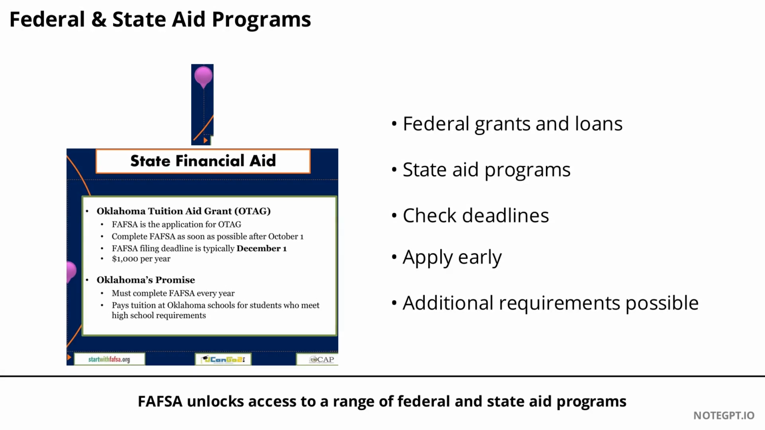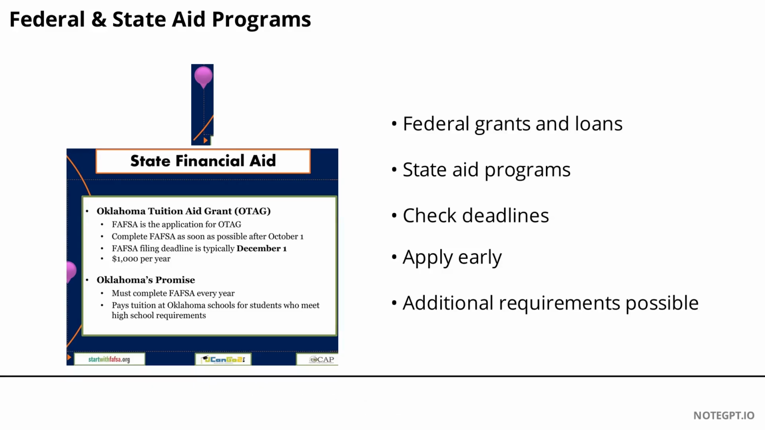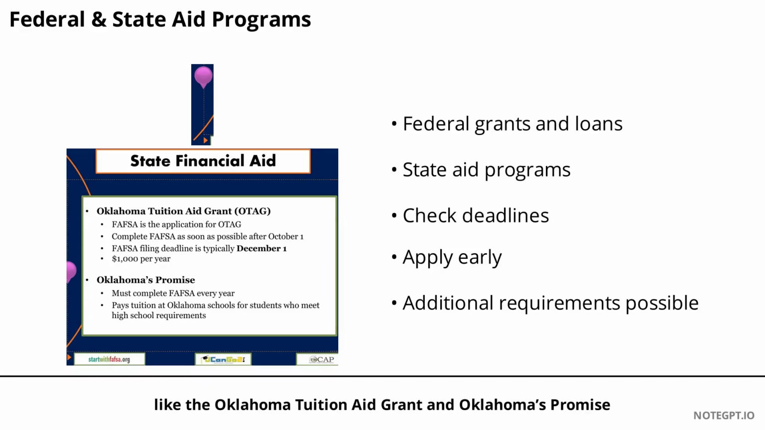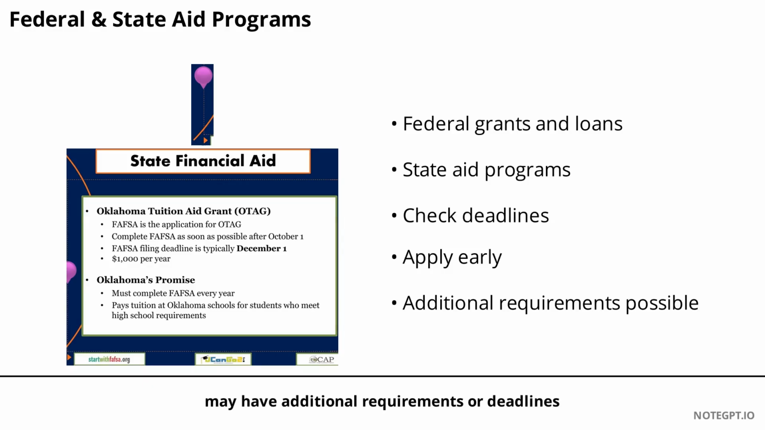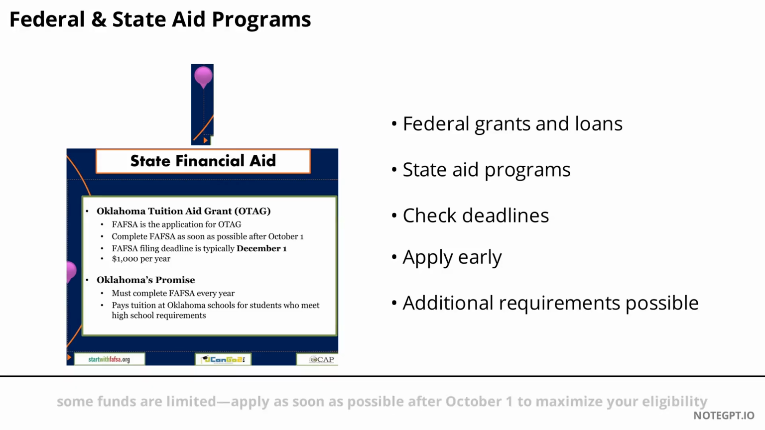FAFSA unlocks access to a range of federal and state aid programs. Federal options include Pell Grants, FSEOG, TEACH Grants, Iraq and Afghanistan Service Grants, Work-Study, and Student Loans. State programs, like the Oklahoma Tuition Aid Grant and Oklahoma's Promise, may have additional requirements or deadlines. Always check your state's financial aid website for details. Remember, some funds are limited, so apply as soon as possible after October 1 to maximize your eligibility.